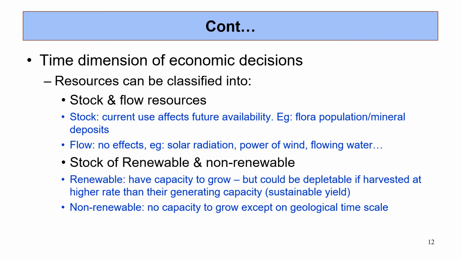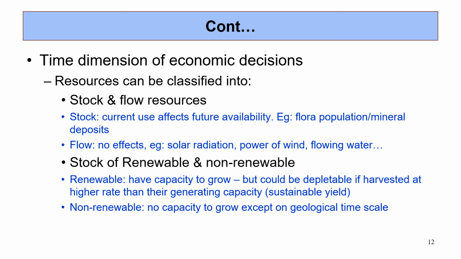Our main concern is normally on the non-renewable because renewable can always be renewed, or we can say that it has the capacity to grow, but it can also be depletable if we harvest it at a higher rate than their generating capacity. We call it sustainable yield in the terms of economics or environment. For the non-renewable, there is no capacity to grow except that we have the geological time scale.